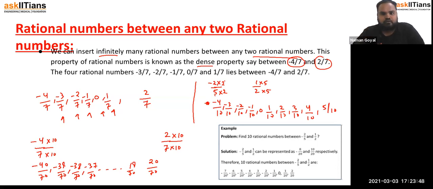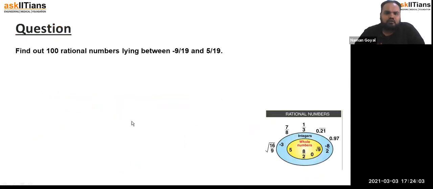Okay, so in this question, what I do, this minus 2 by 5 can be represented as minus 8 by 20, and 1 by 2 can be represented as 10 by 20. So there are 10 rational numbers we can write easily. Got it? Okay, now the question says that you have to insert 100 rational numbers in between these two numbers.